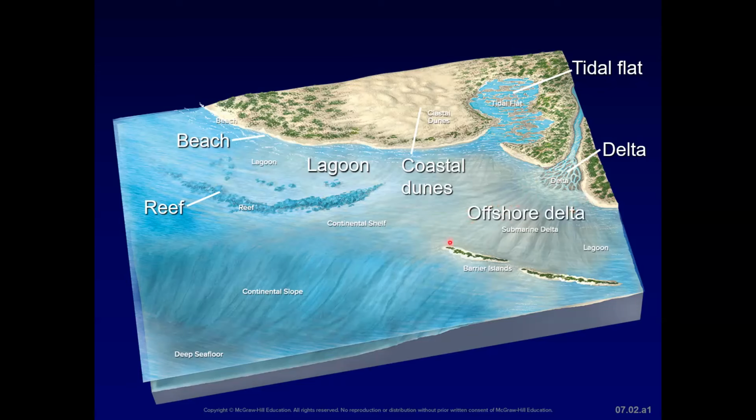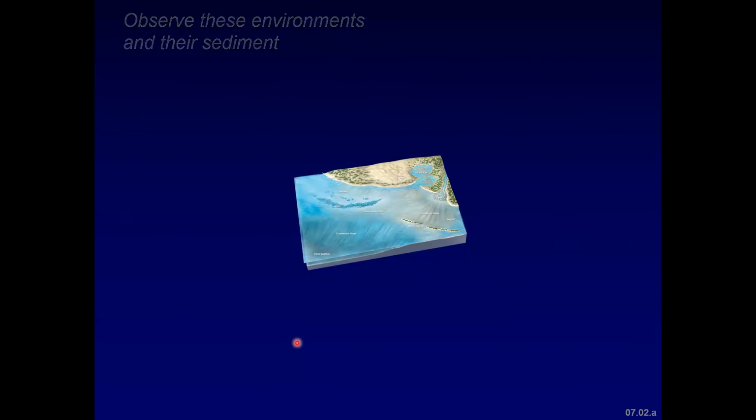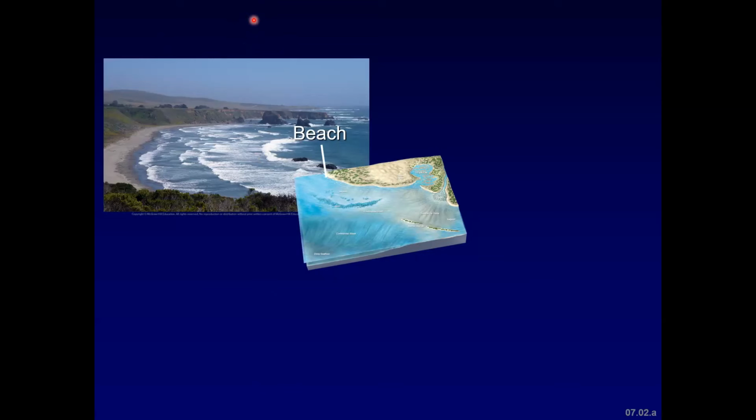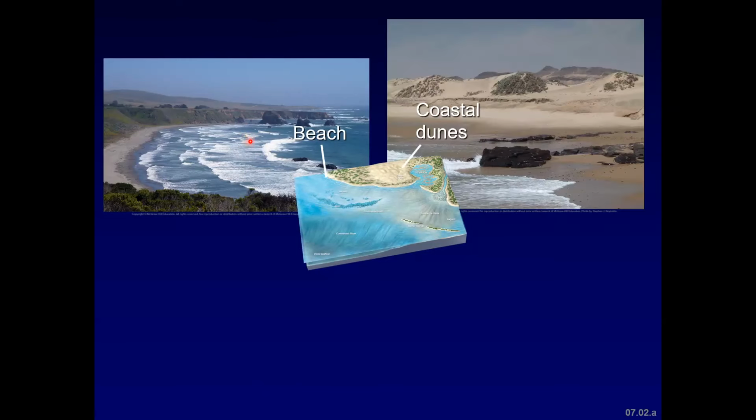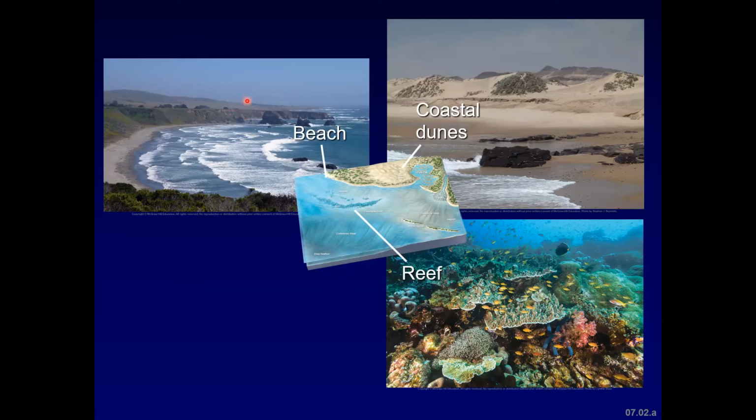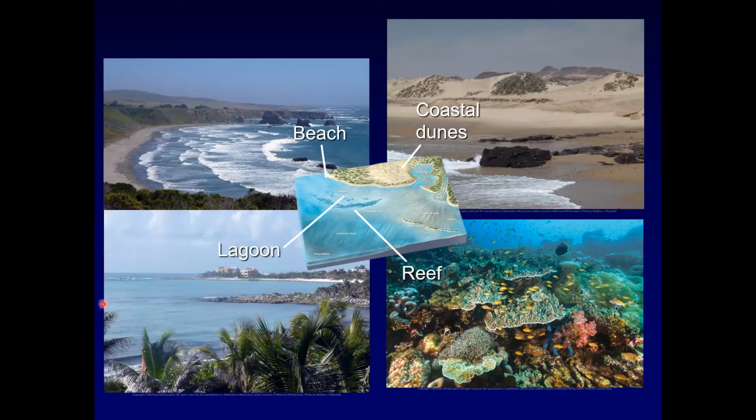And the offshore delta is going to have even finer materials because it takes more energy to transport that. Barrier island's going to have a combination. Deep sea floor should be pretty fine the further you go out. All right, let's see what that might look like. Beaches consist of sand, shell fragments, rounded gravels, cobbles, or boulders. Coastal dunes form where sand from the beach is blown or washed inland. Reefs form where ocean water is shallow, warm, and clear. And then lagoons are shallow, quiet areas sheltered by reefs or islands.